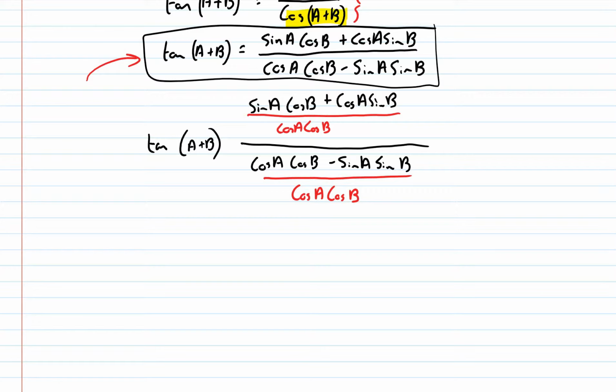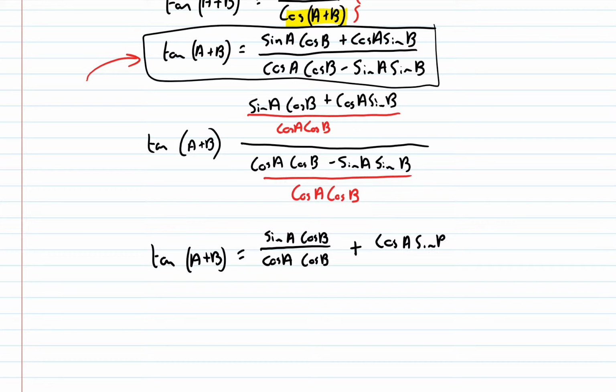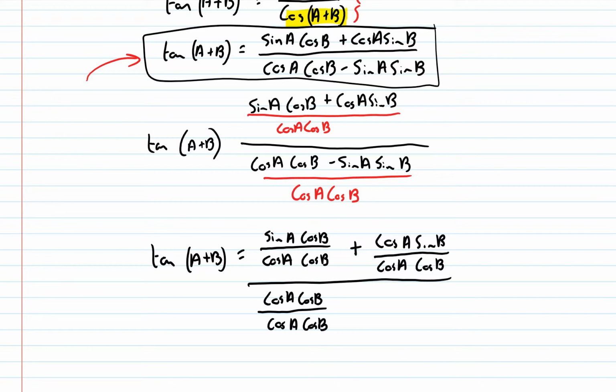Right. Now I'm going to rewrite this again. tan(A + B) equals, and I'm going to say sine A cos B over cos A cos B, plus cos A sine B over cos A cos B, and that is over cos A cos B over cos A cos B, minus sine A sine B all over cos A cos B. Now that looks a bit of a mess, right?